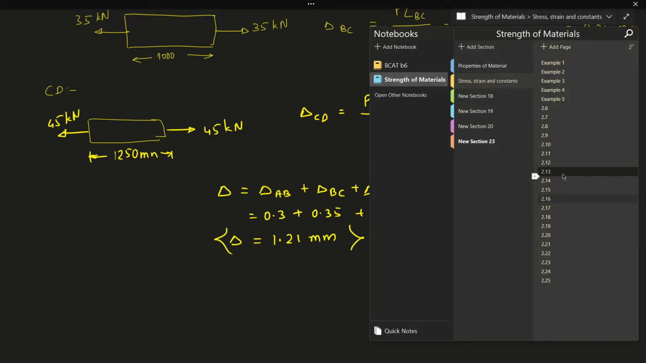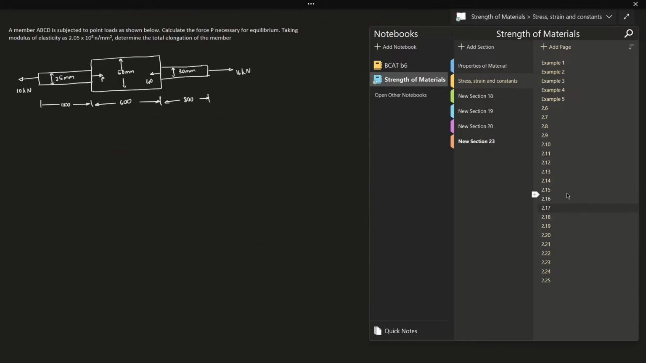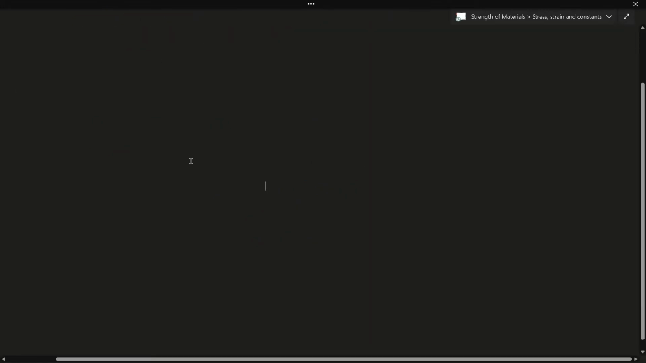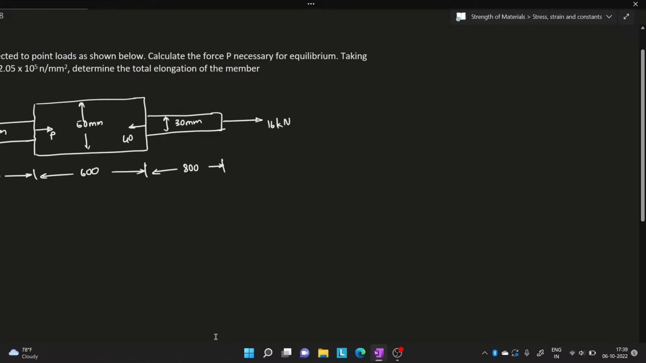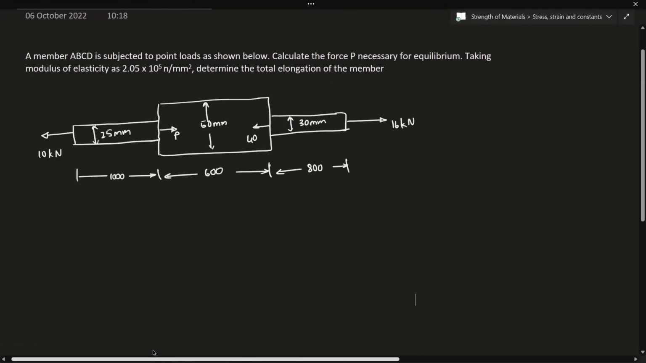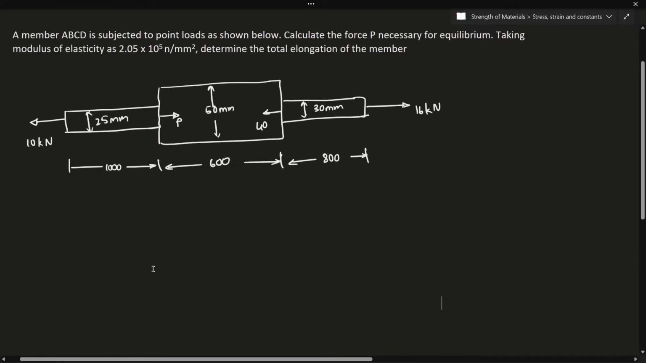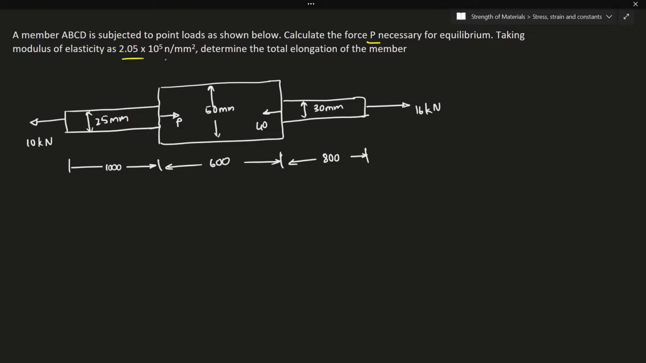So let me move on to the next question. So here again, this is also a similar problem, but here we have a body with different cross-sectional area. Right, so again, a member ABCD is subjected to point loads as shown below. Calculate the force P necessary for equilibrium. Taking modulus of elasticity as 2.05 into 10 to the power 5 Newton per mm square, determine the total elongation of the member.